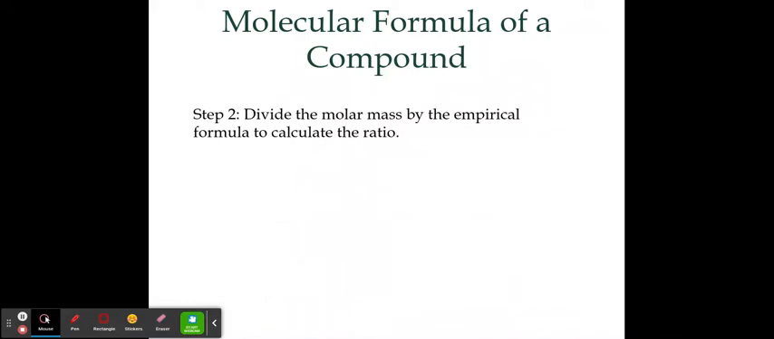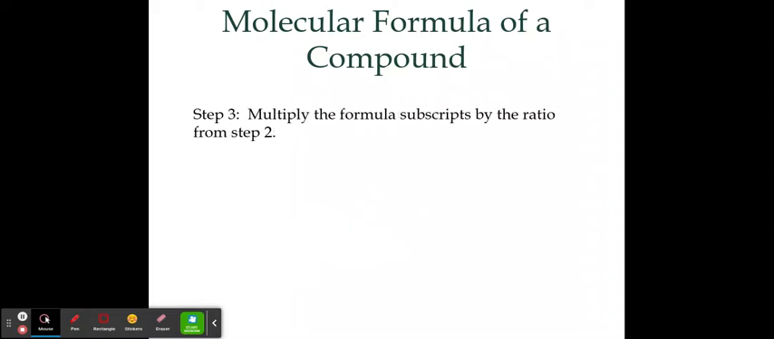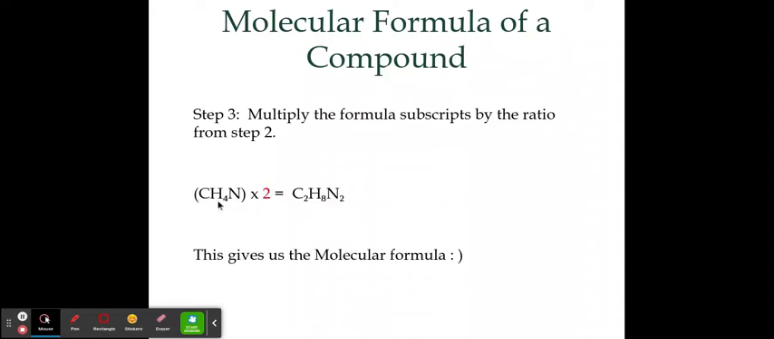Now, step two is divide the molar mass by the empirical formula mass to calculate the ratio. So here we go. We take the molar mass, 60.0 grams per mole, divided by 30 grams per mole, and we get 2. This is our ratio. Now, step three, we take that ratio and multiply the formula subscripts by the ratio from step 2. So we have 1, 4, 1 times 2. Multiplying the empirical formula by the ratio, we get C2H8N2. This gives us the molecular formula that we're looking for.